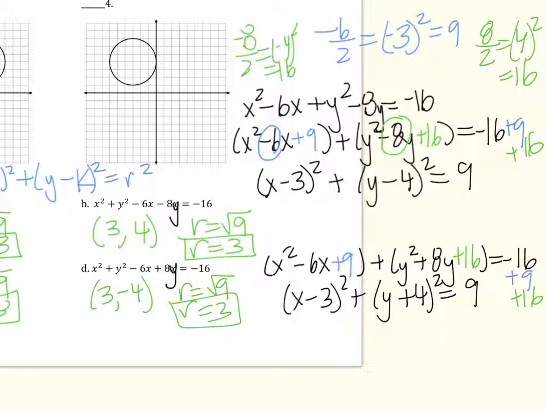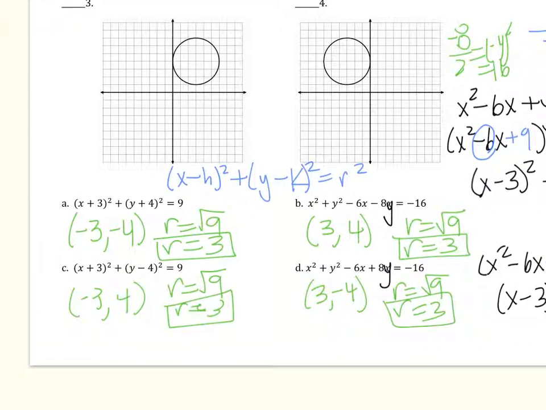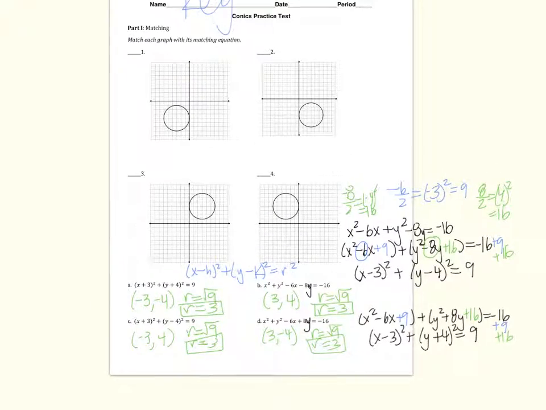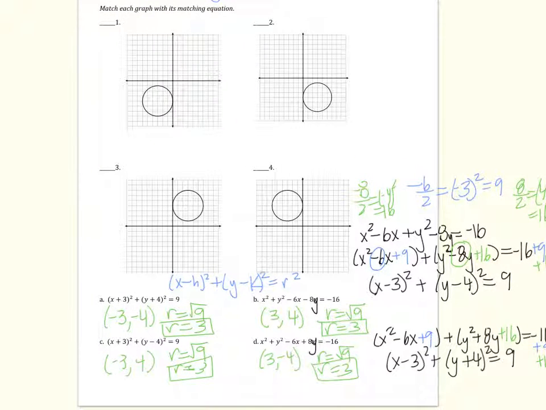Okay, so let's go ahead and match up our stuff. Let's start off with this one. This one's at negative 3, negative 4, radius of 3. So this is A. This one is at negative 3, 4. So it's left and up. So this is C. This is at 3, 4, so to the right and up, same radius. So that would be B.